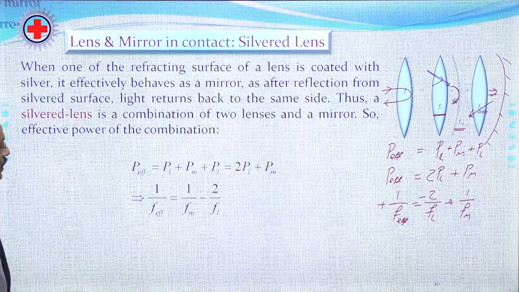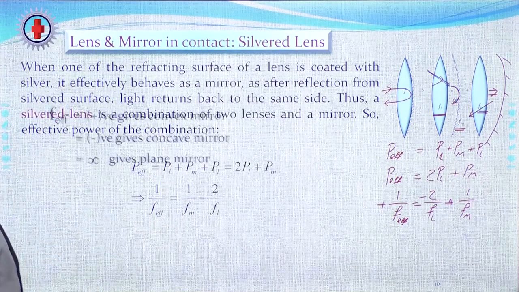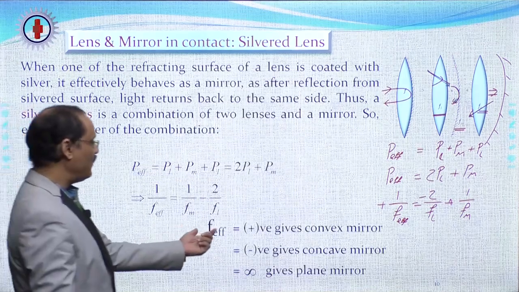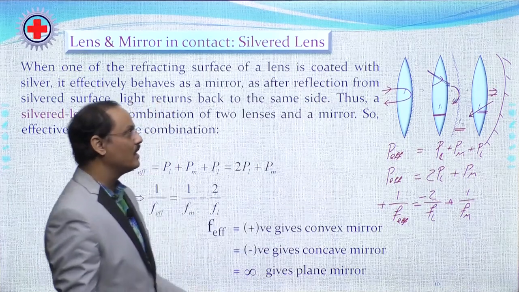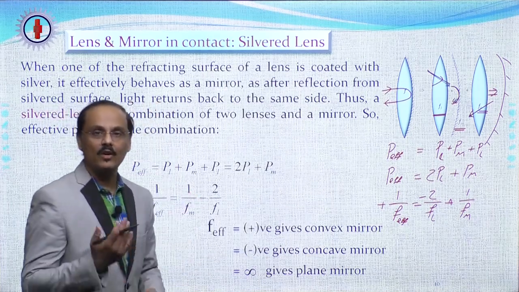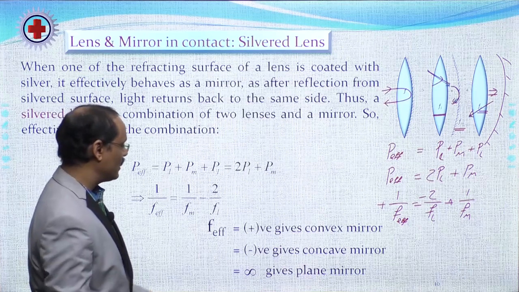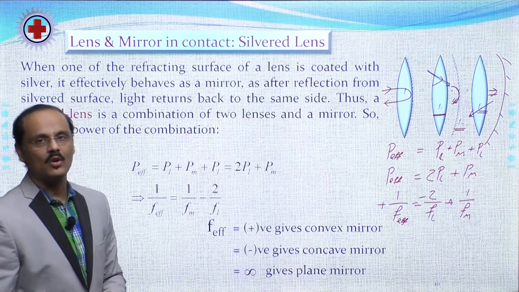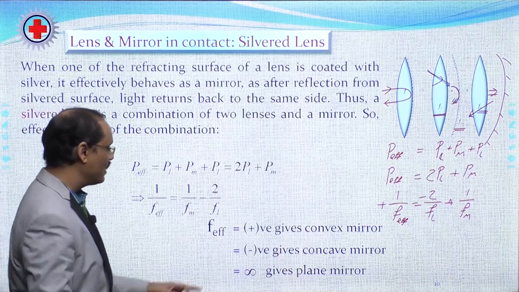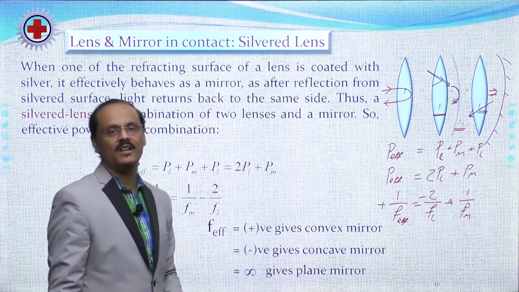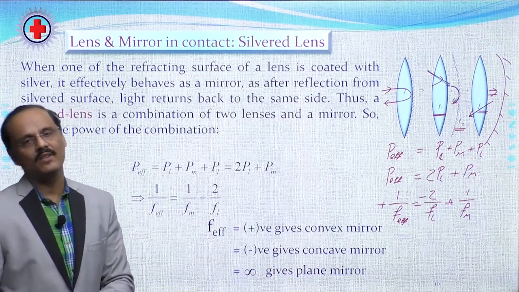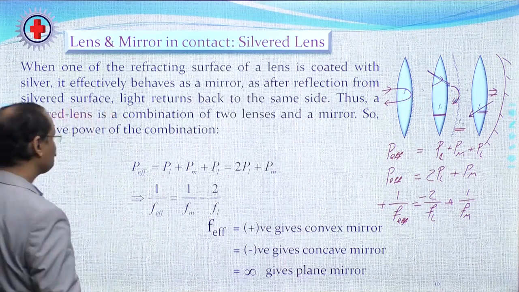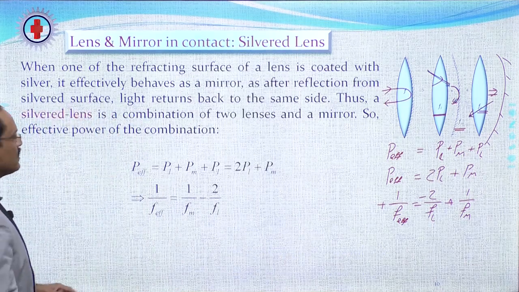Okay. Now, you need to remember how to decide what type of mirror it is. If F effective comes out to be positive, then it behaves like a convex mirror or diverging mirror. If F effective comes out to be negative, it behaves like a concave mirror or converging mirror, and if F is equal to infinity, that means it is unable to converge or diverge light rays, it behaves as a plane mirror. Okay. Now, let us see certain problems.